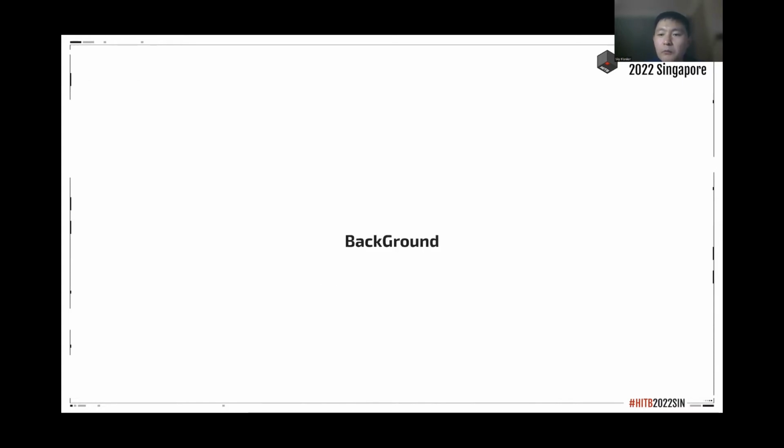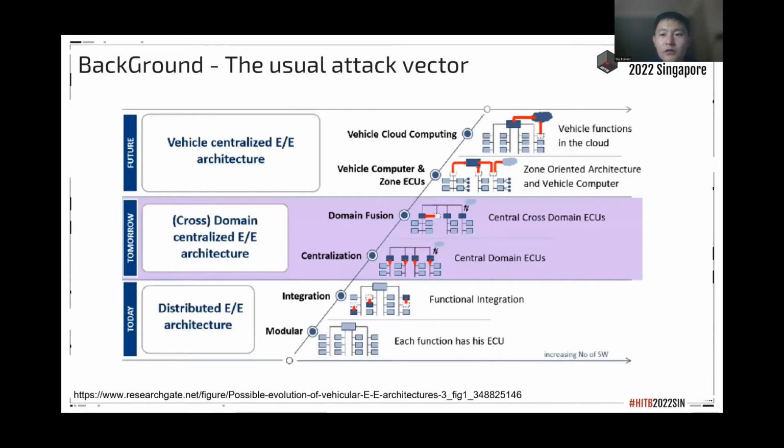The first part, the background introduction. In recent years, the EE architecture of smart cars has evolved rapidly, from the initial distributed EE architecture to the centralized EE architecture. Now we are in the second generation. The second generation is the functional domain architecture.